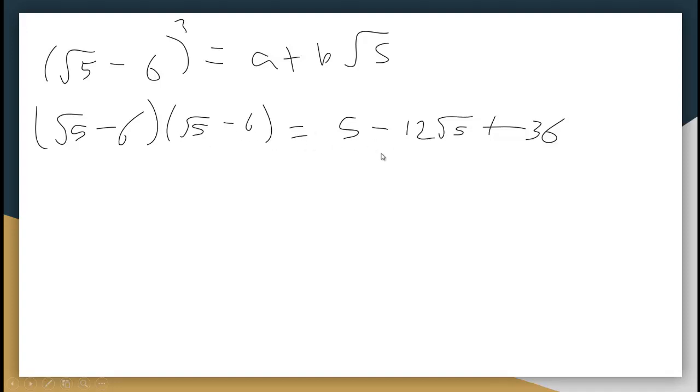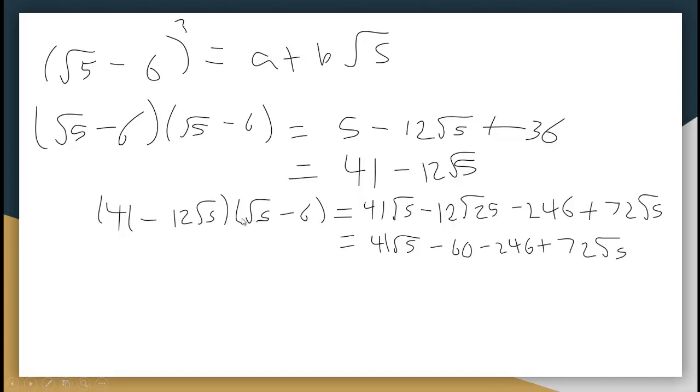So we get 5 minus 12 root 5 plus 36. Square that, so we collect like terms, 36 plus 5 minus 12 root 5, and then we multiply that by 5 root 5 minus 6 to make it into a cube. So we should get 41 root 5 minus 16 minus 246 plus 72 root 5, and then we collect like terms, and then we make sure that we get the exact same as asked for, minus 306 plus 113 root 5.